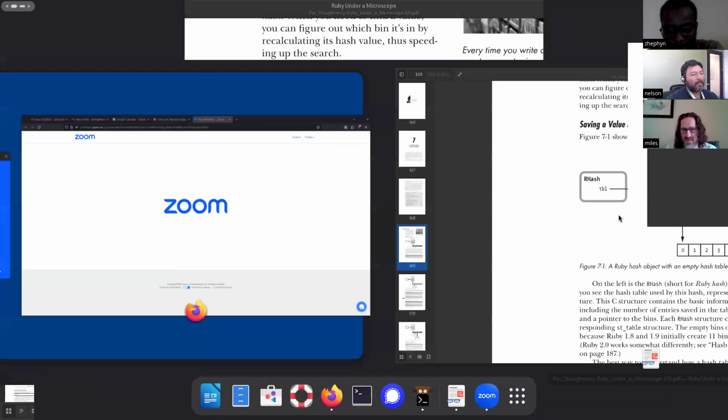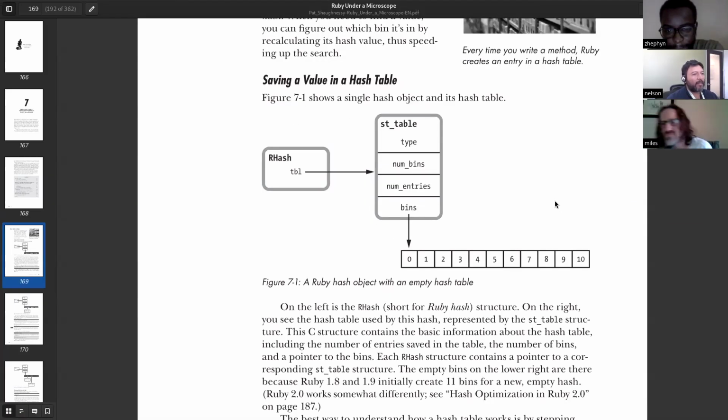Oh, okay. Yeah, and the ordering is unique to Ruby, right? It's uncommon that hashes are ordered.